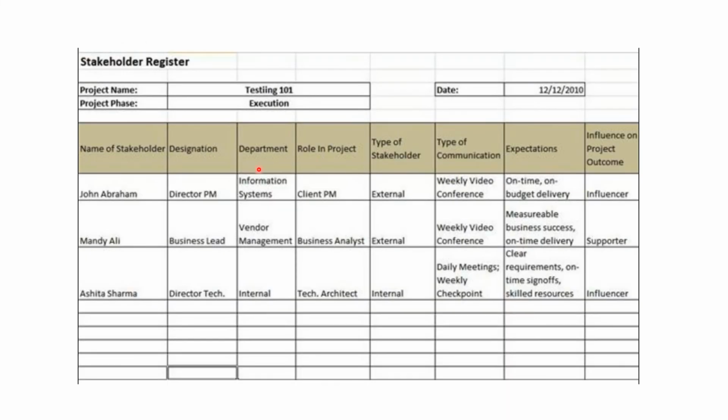And now the stakeholder register. This is an example sample of it: the name of the stakeholders, what is the designation, what is the department, the role in the project. This is very important, what they are doing, what is their role in this project, what is the type of stakeholder, external or internal, what type of communication they are looking at, what is the expectation, are they worried about on time and budget delivery, or about requirement sign offs and everything. What is their power and influence, influencer, supporter. That's how you can have the stakeholder register. It's a very, very important register to maintain throughout the project and update.